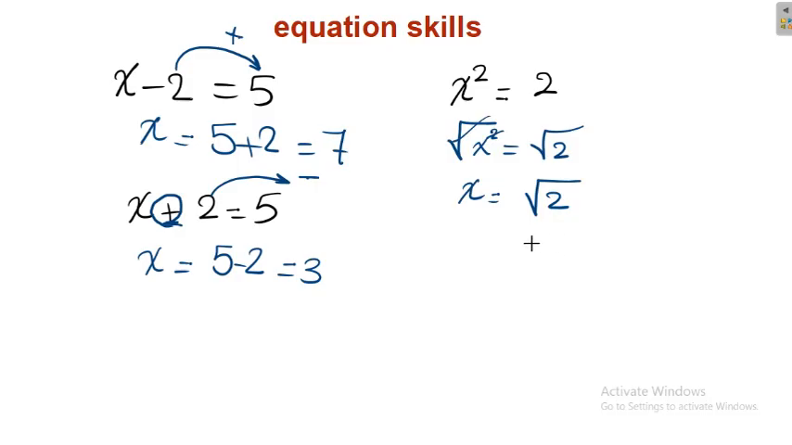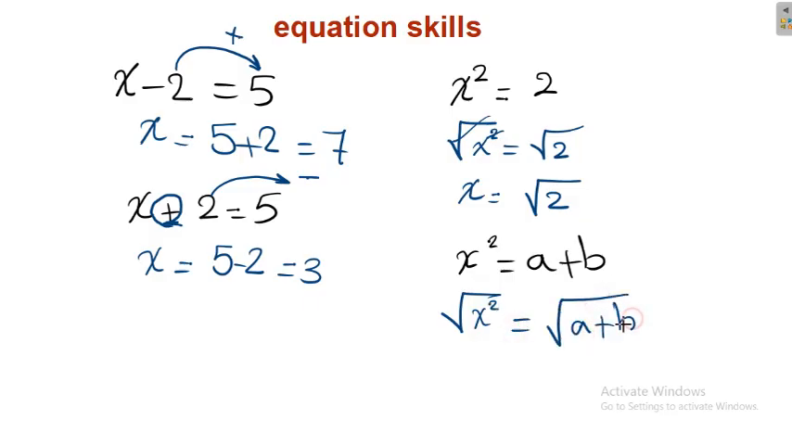If we have x squared equal a plus b, we want to solve for x. Again, we take the square root for the two sides. Then the square root of x squared equals the square root of a plus b. The power of 2 cancels the square root. So x equals the square root of a plus b.